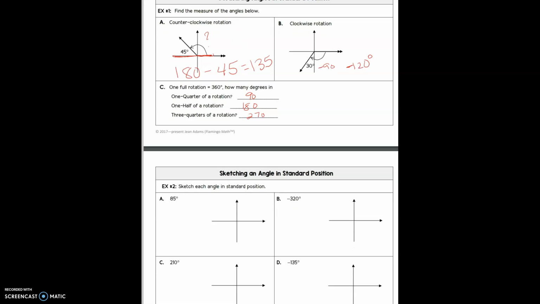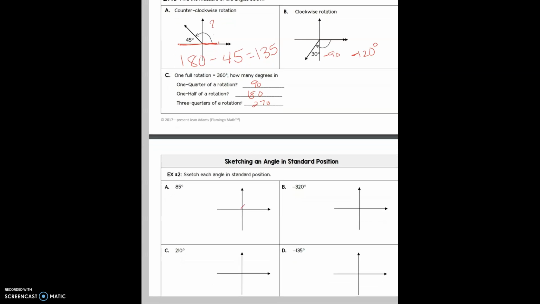Okay, for example 2, A, B, C, and D, we're just sketching our terminal side here. So 85 degrees. Hopefully you guys know 85 is going to be in quadrant 1. It's going to be really close to 90, except we're just going to do, oops, I didn't mean to draw.